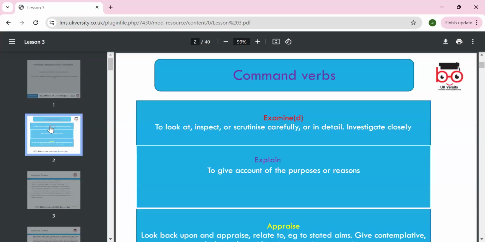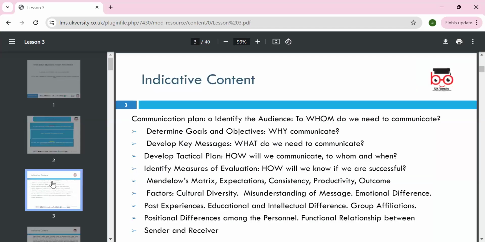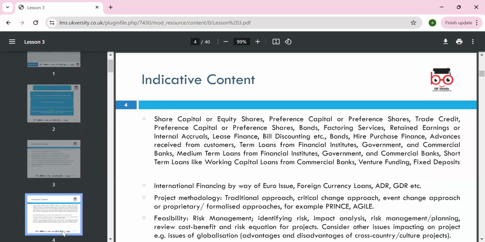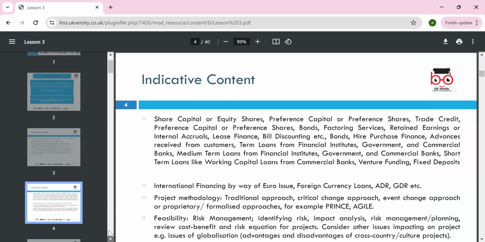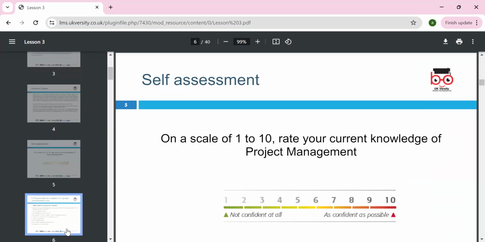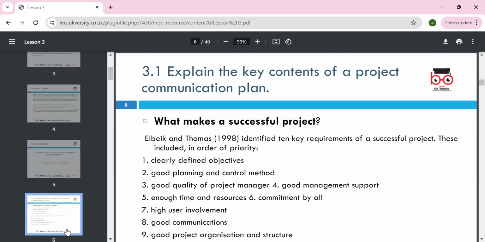Today's lesson key command verbs: examine, explain, and appraise. In today's lesson, on the communication plan, we'll look at to whom you want to communicate and why. You ask the question, and communication plays a key role in the success or failure of the project. Okay, indicative contents: we'll look at different roles and why communication is important in project management. Please tell me what you know about project management and communication in project management. And 3.1: explain the key elements of the project communication plan.